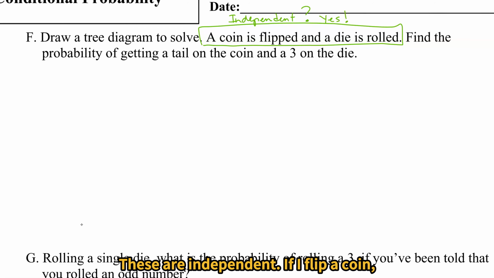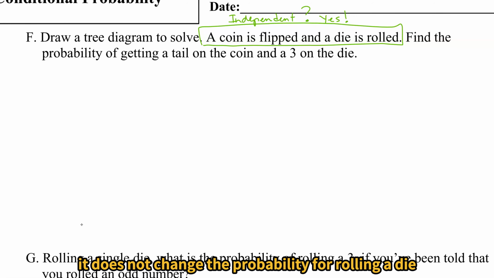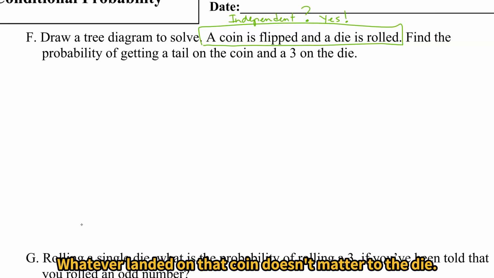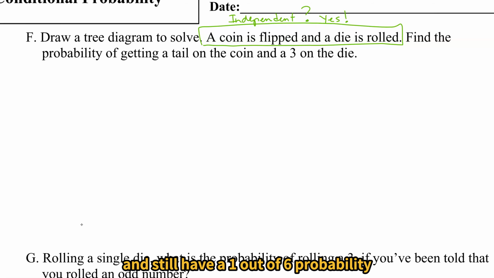These are independent. If I flip a coin, it does not change the probability for rolling the die and landing on a particular number. So I flip the coin, I put the coin down, I change to a die. Whatever landed on that coin doesn't matter to the die. We're going to roll the die and still have a 1 out of 6 probability of landing on any particular number. So we can draw a tree diagram.